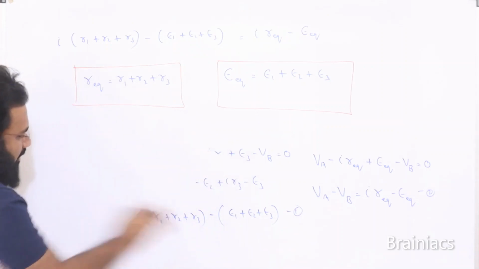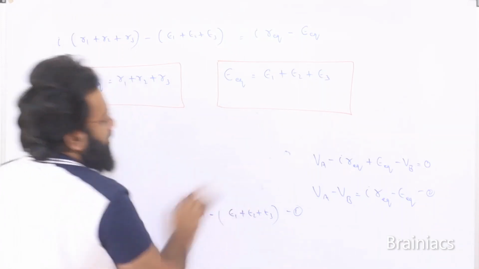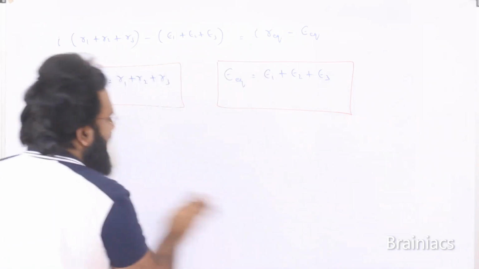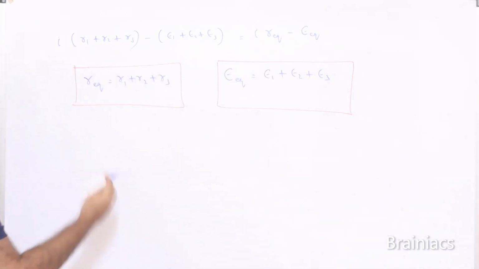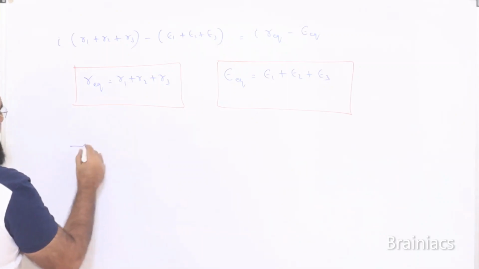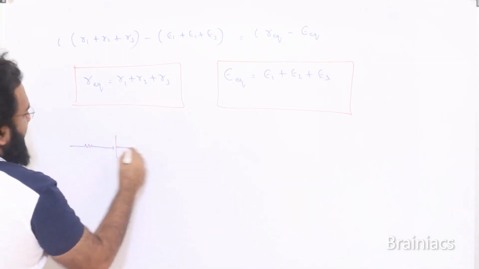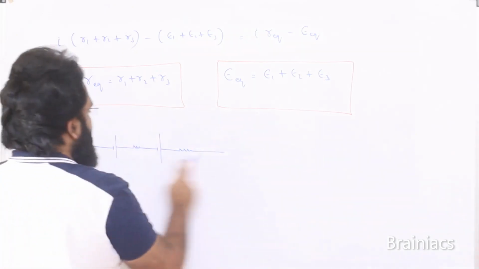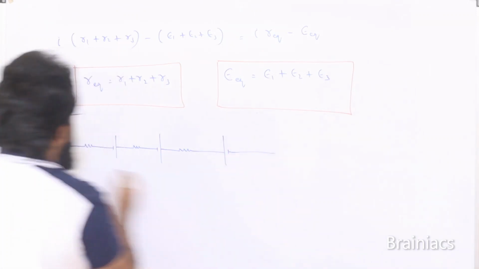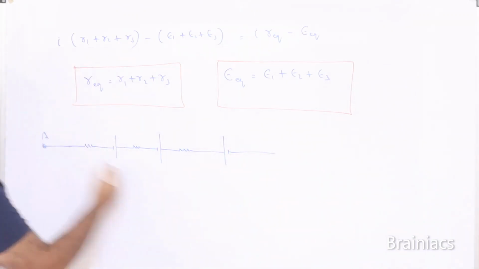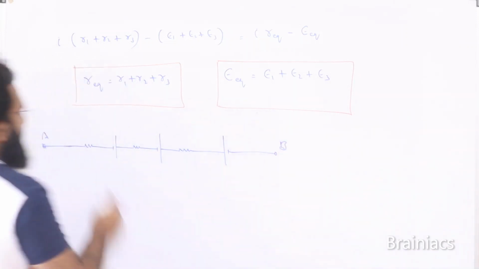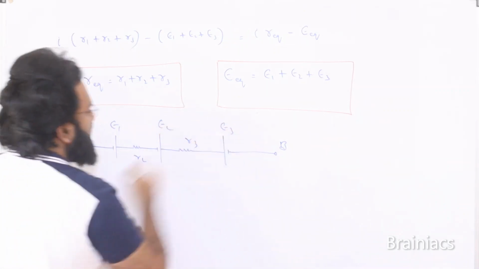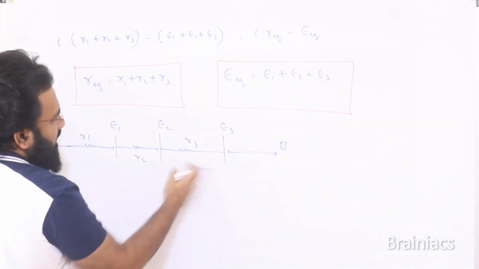Suppose we reverse the polarity. In the previous case you can notice that all the cells are in the correct order, that is their polarities are the same: minus to plus, minus to plus, minus to plus. Suppose we connect two cells like this and the third cell in the opposite polarity. If this is A and this is B, then R1, E1, R2, E2, E3, R3. See, these polarities are different.